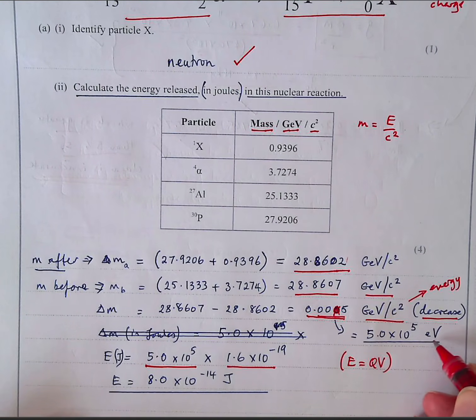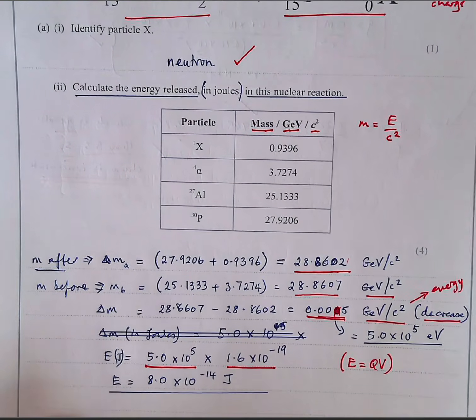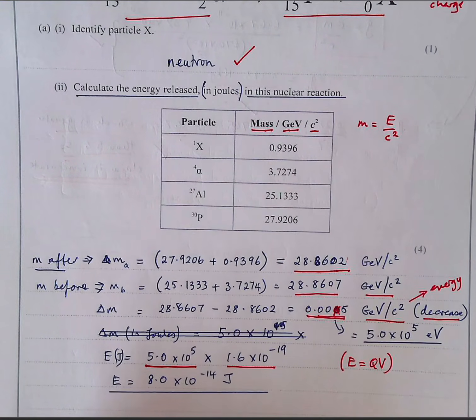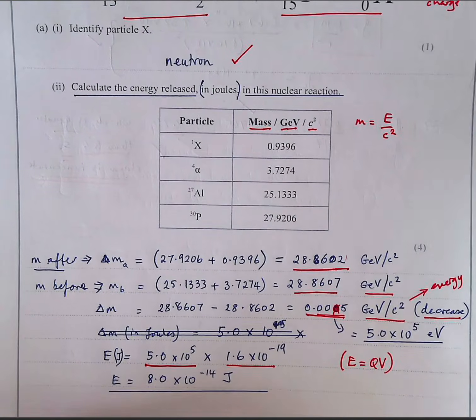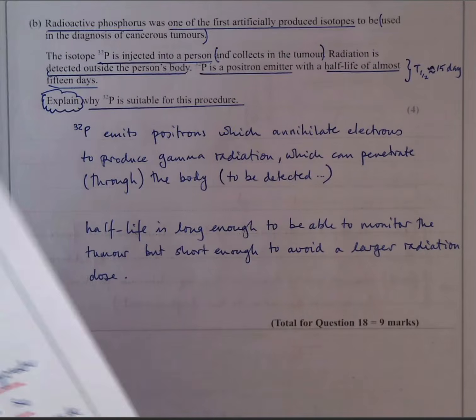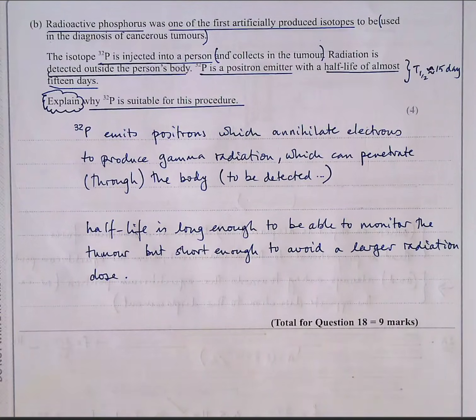Okay, so this is the value of the voltage. It's like 5 times 10 to the 5 volts of energy that is given to an electron. So you can work it out in joules, which comes to 8.0 times 10 to the minus 14 joules for question 18. That's question 18, first part.